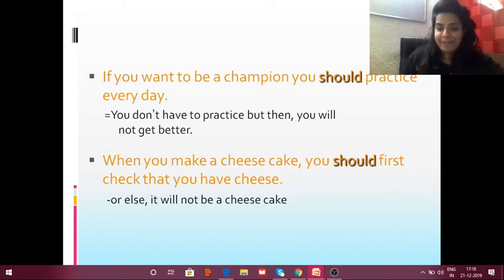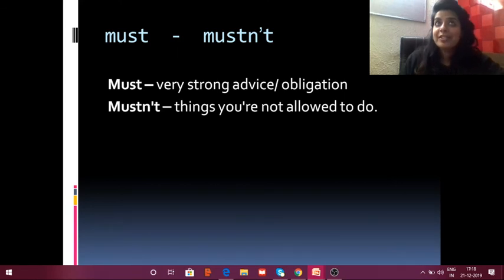And then we have the next one, must or mustn't. Now, where do we use must? Must means very strong advice or obligation, and mustn't is things you are not allowed to do. I repeat, must means you are advising someone very strongly, and sometimes must also means obligation. Whereas when you're speaking must not, it means things you are not allowed to do.